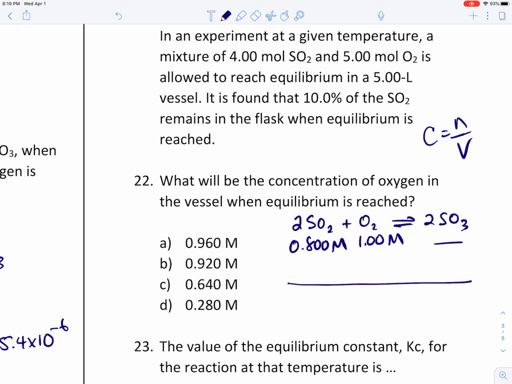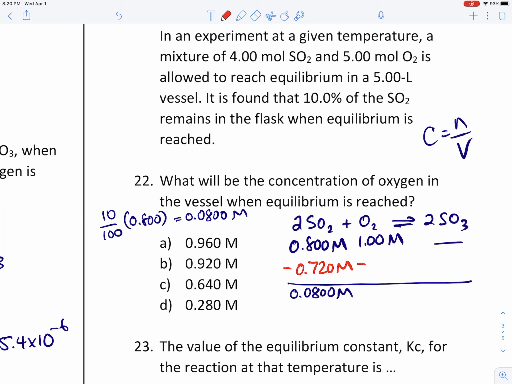Now we were told that at equilibrium, so we go down to the equilibrium, the third line of the ice table, 10% of the SO2 remained in the flask. Well, 10% of 0.8 means 10 over 100, 10% of 0.8 would be 0.0800 molarity. So at equilibrium, there's 0.0800 molarity of the SO2. Now I can fill in the ice table because I know all of the initial numbers and I know one other number, in this case equilibrium.